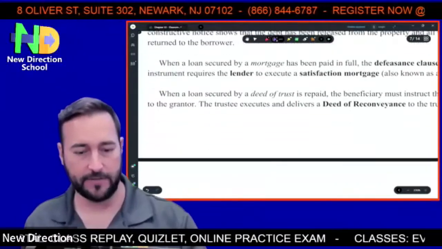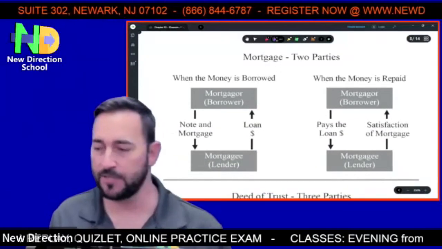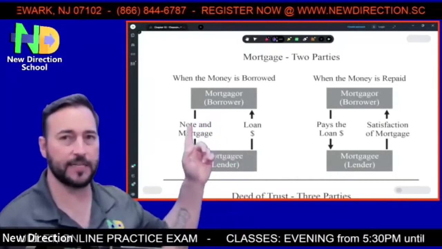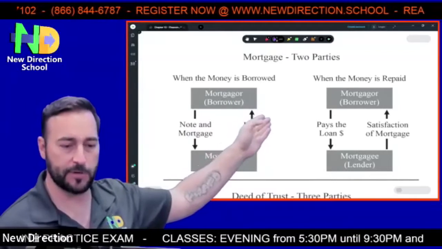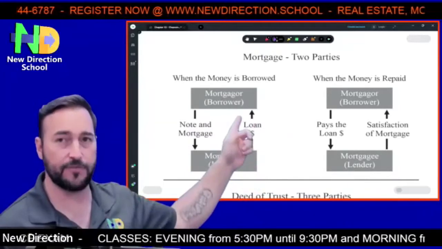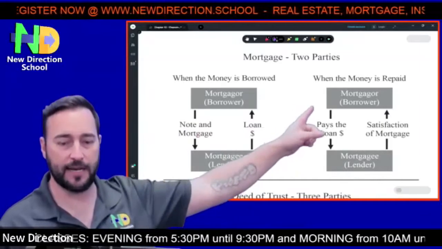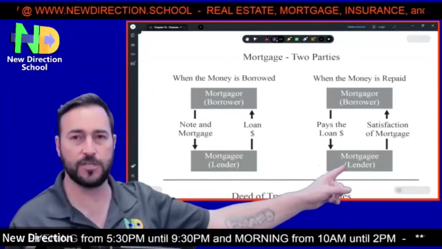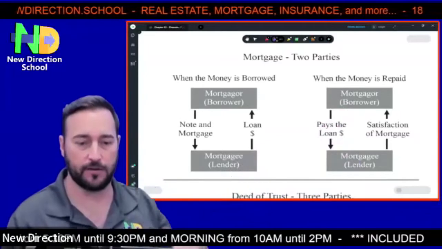All right, so we already covered this as far as transfer. This is a quick illustration of what happens in a mortgage. At the beginning, there's only two parties to a mortgage. When the money is borrowed, the mortgagor is the borrower, gives the note or the mortgage to the lender, and in exchange receives the money, the loan. When it's repaid, the mortgagor finishes paying off the loan, and the mortgagee discharges or satisfies the mortgage. So it has to release in public records.